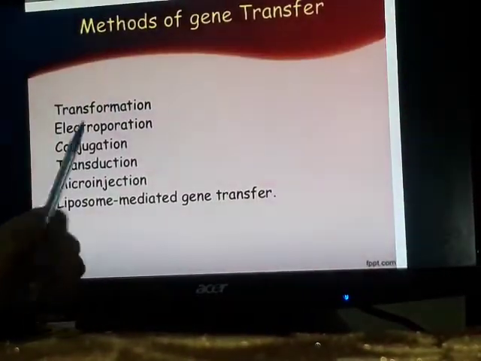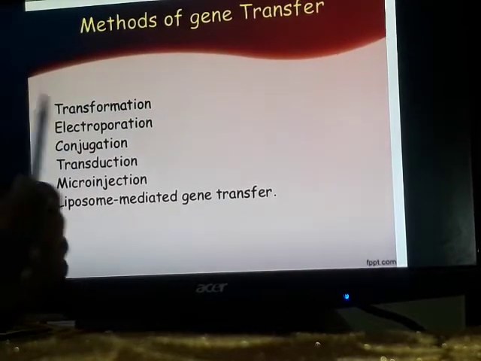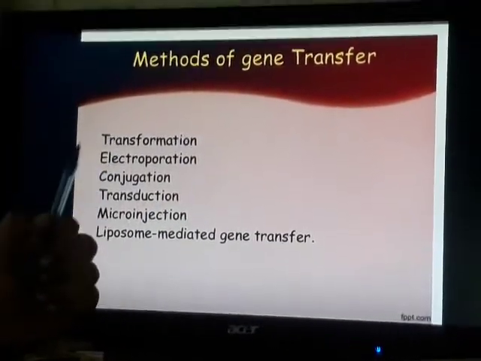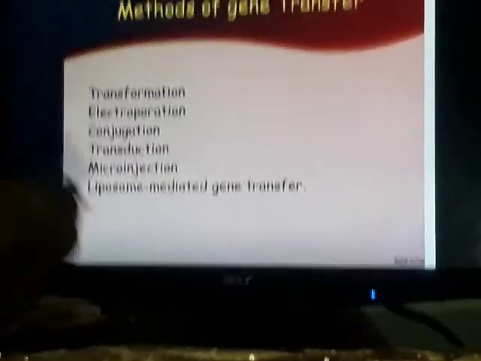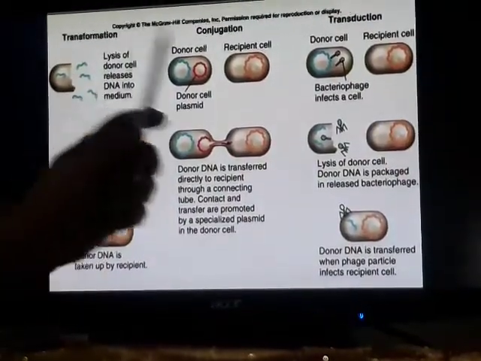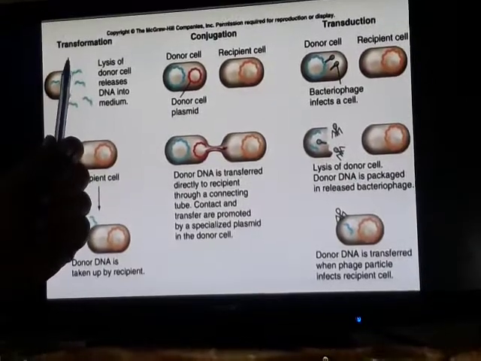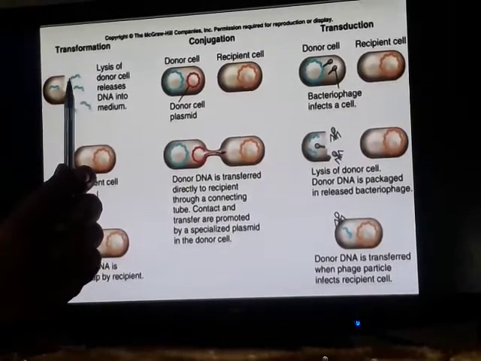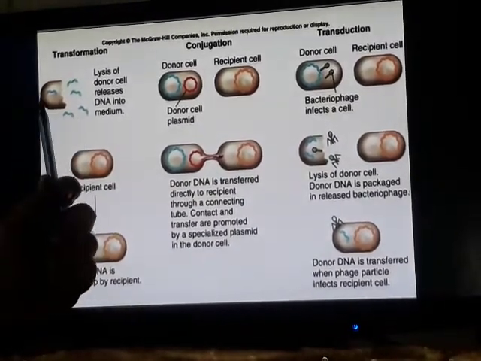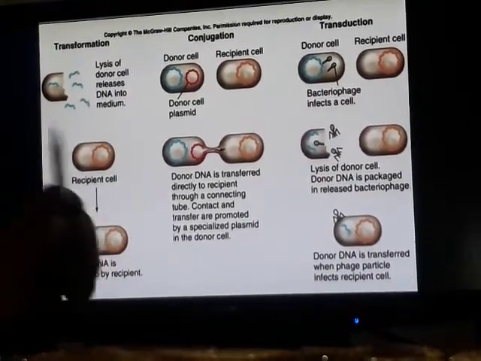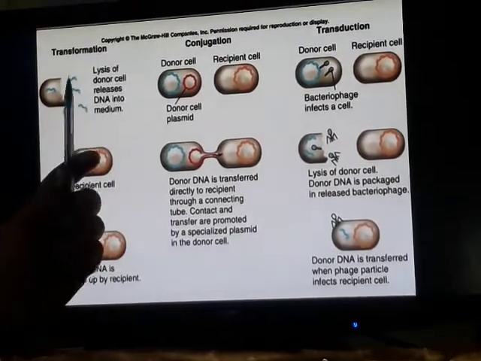So what are the different methods of gene transfer? You have transformation, electroporation, conjugation, transduction, microinjection, liposome mediated gene transfer, and so on. These are the different methods by which you introduce the foreign DNA into a host. We have already studied transformation, conjugation and transduction. Transformation, I told you, is the uptake of naked DNA by a competent cell. So the cell which is taking your foreign DNA should be competent, or you have to make that cell competent with calcium chloride solution. So that is transformation.